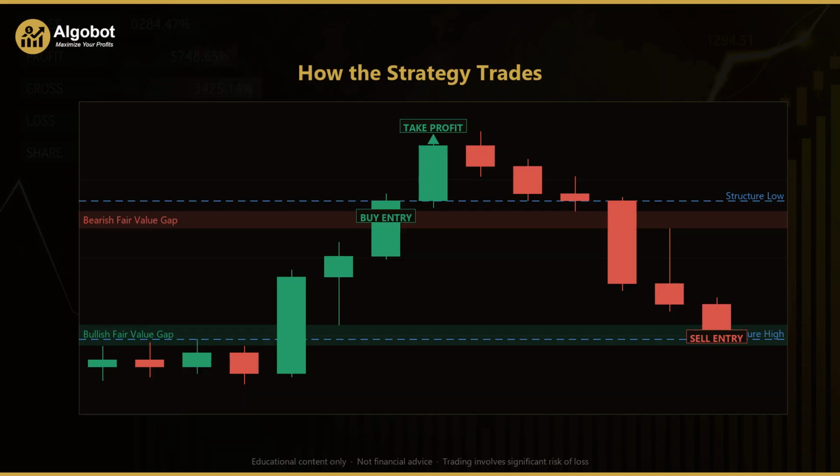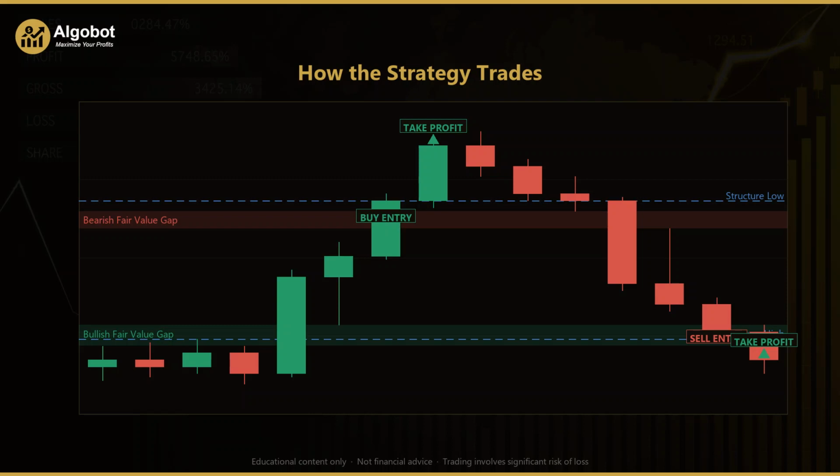Now the short sequence. After the advance, price rolls over. A strong bearish displacement candle appears, and this time the void opens to the downside, shown as the shaded red gap, where the low of the earlier candle sits above the high of the later one. The newest candle closes below the dashed structure low, confirming a downside structure break. The strategy arms a sell stop just below the trio.